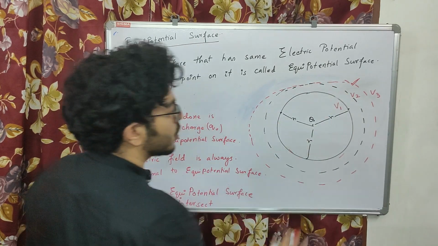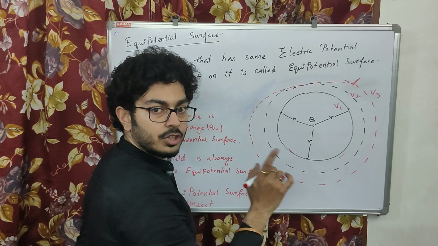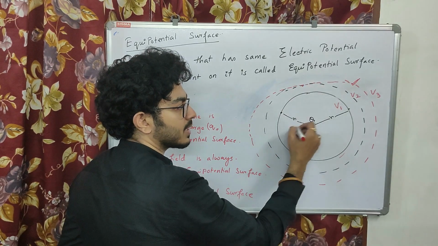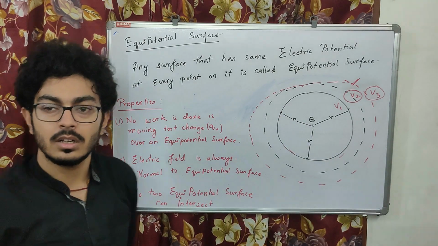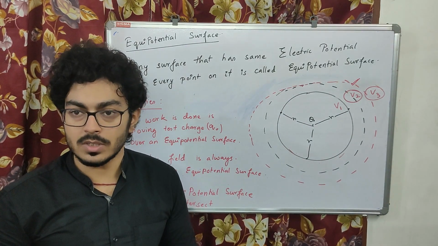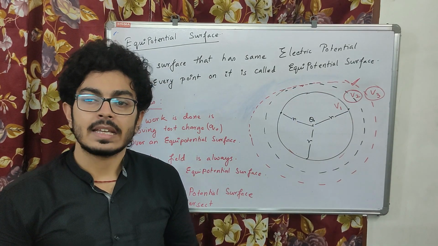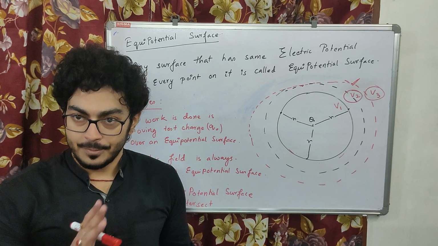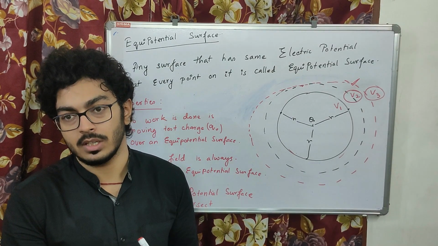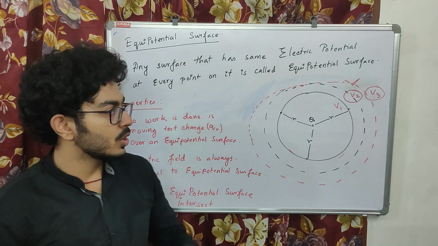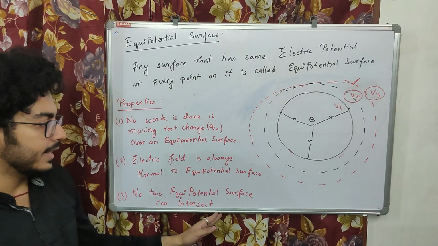Just understand, if these two surfaces intersect at this point, what can you say? What is the electric potential on this surface? Can you say V2 or can you say V3? You are in a dilemma. You cannot say whether it is V2 or V3. So ultimately, this cannot be possible. There has to be only one value of electric potential. So that is why no two equipotential surfaces can intersect.